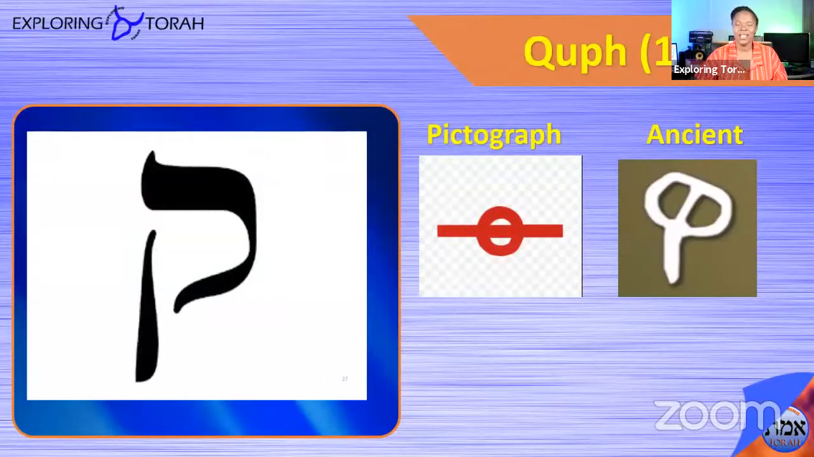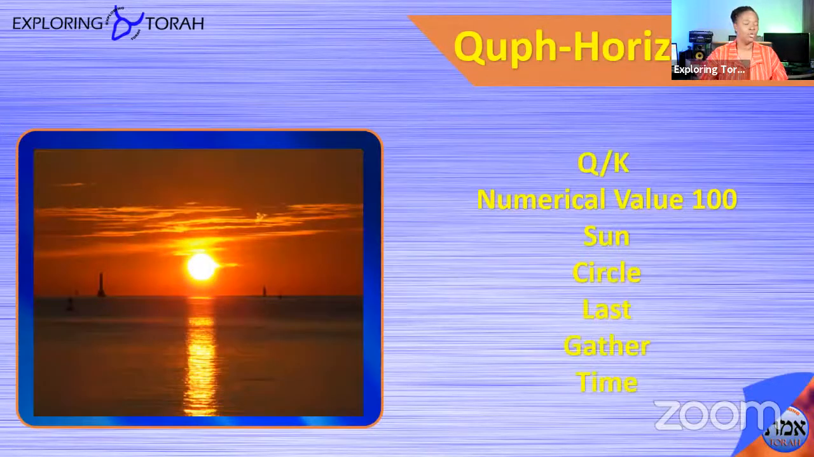So the 19th letter of the Hebrew alphabet is Kof. Some persons might say Kuf. It is represented by the pictograph that you see, the ancient picture of it. That's what you're seeing on the screen. Now, the symbol for the Kuf is the horizon. If you think of that, then you can think of the sun, and the definitions that go with it are like circle, something to last, to gather, and time.